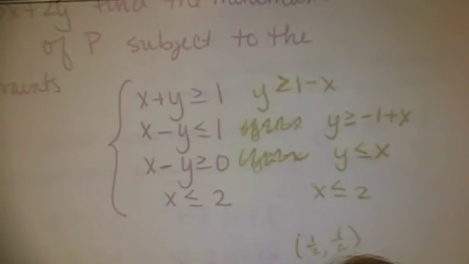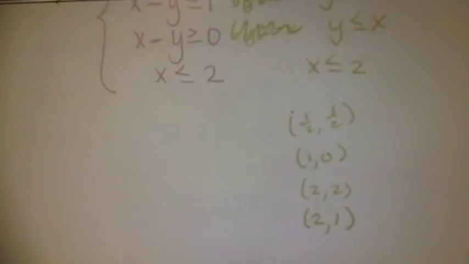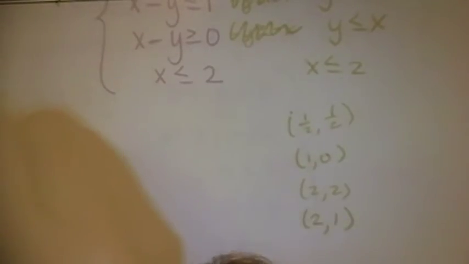Okay, so now I have all of my ordered pairs, and this time I am minimizing. So I'm going to take my function they gave me at the top of the page, P equals 3x plus 2y, and plug each of these points in. I'm looking for the lowest value this time.